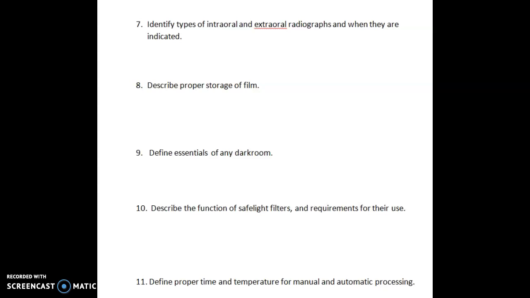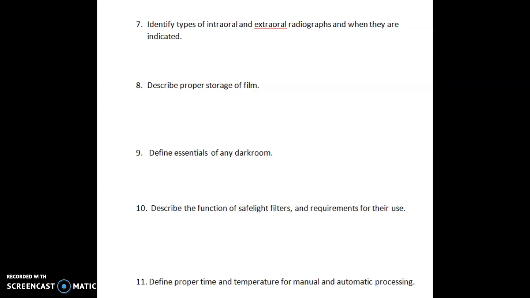Objective number 10, describe the function of the safe light filters and the requirements for their use. I always say, as far as the requirements for their use, refer to the box of your extraoral film and your intraoral films. Look at those and make sure that you've got a safe light that's compatible with your film, or that your film, if you change film brands, is compatible with the light that you have.